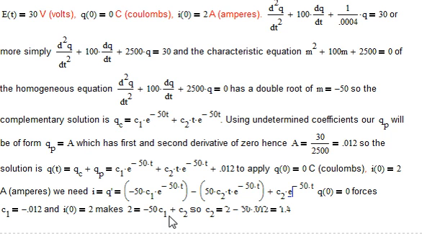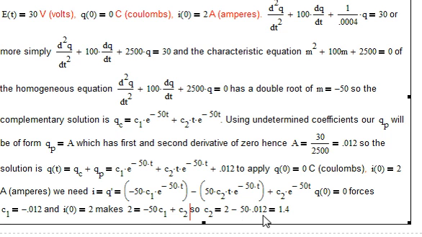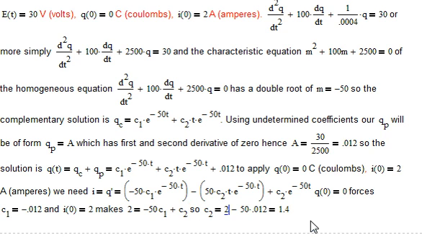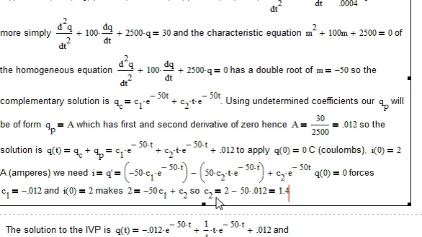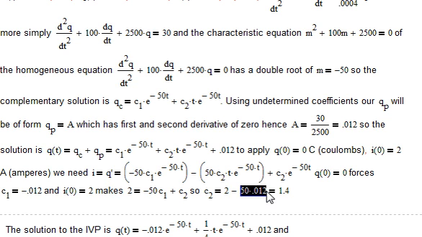So negative 50 C1 plus C2 is equal to 2. Actually, the easy way to find C2 would be, say, C2 equals 2 plus 50 C1. Oh wait, C1's a negative, so I'll go back to what I had there. Sorry. So C2 equals 2 minus 50 times 0.012, which is 1.4.